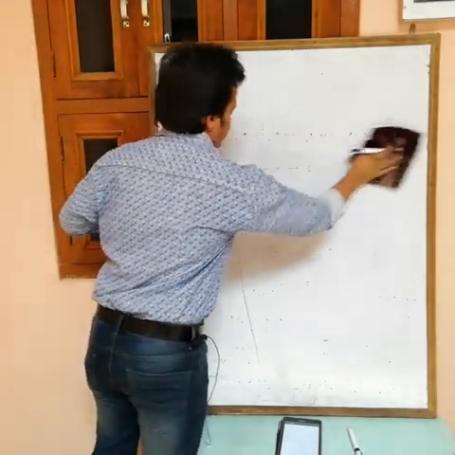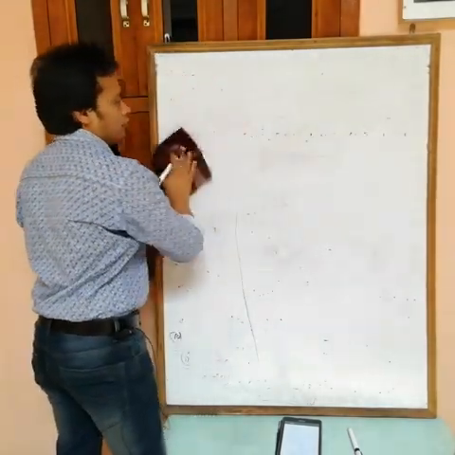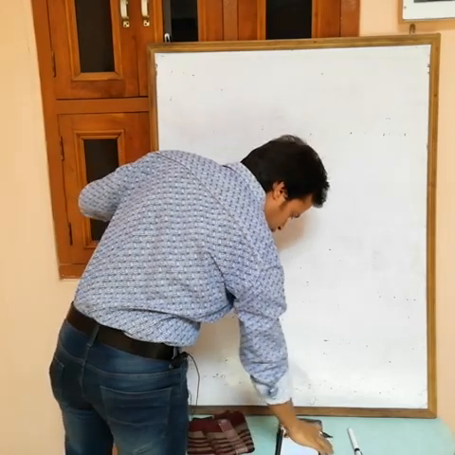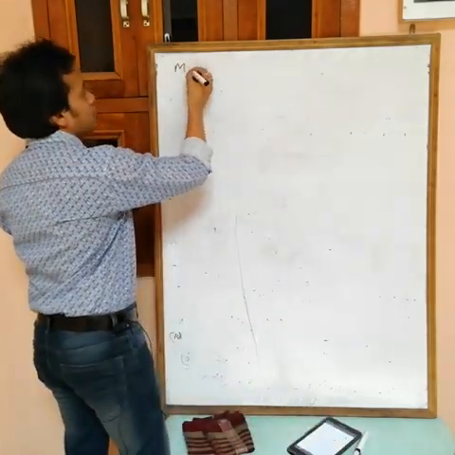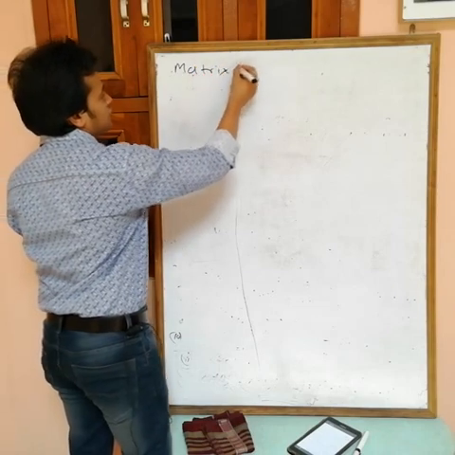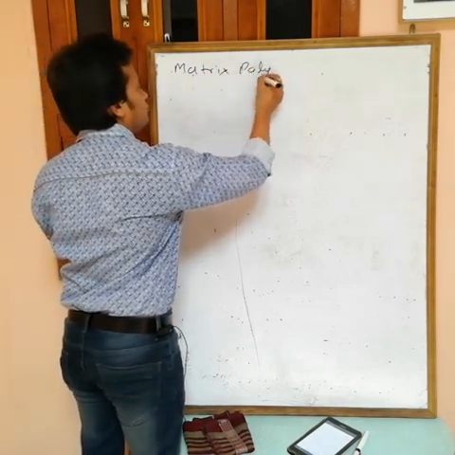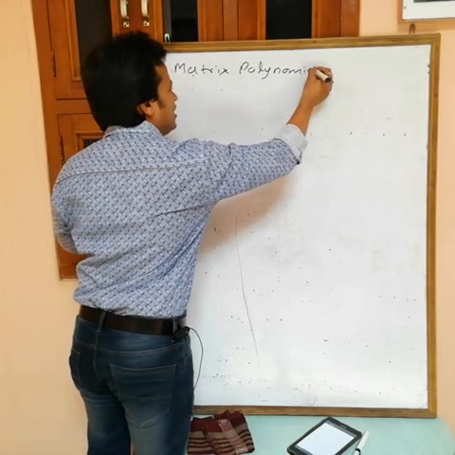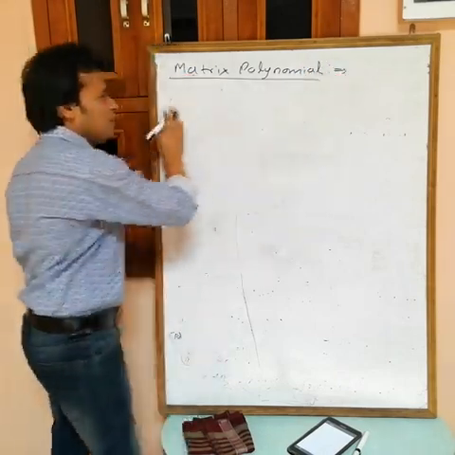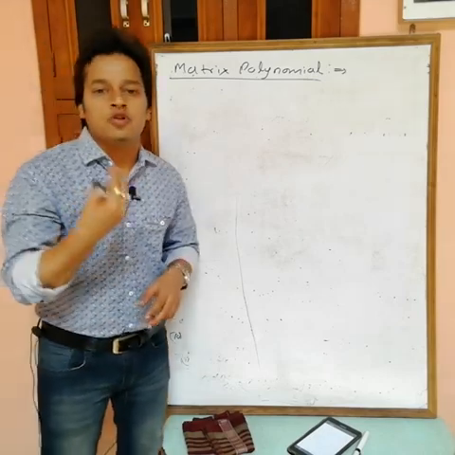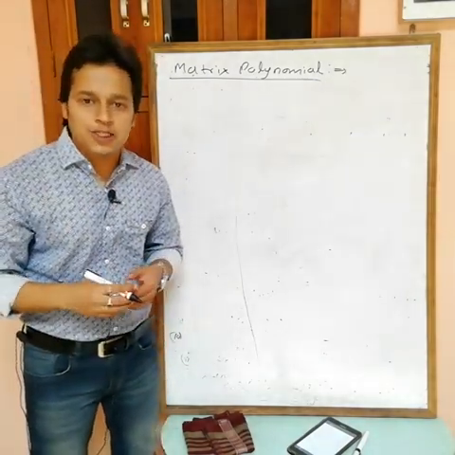Now next thing, matrix polynomial. Okay, so next is matrix polynomial. Now what is the matrix polynomial? Simple. A polynomial in terms of a matrix is known as a matrix polynomial.